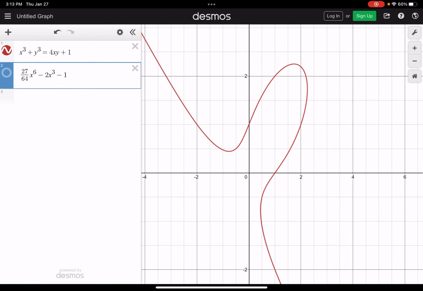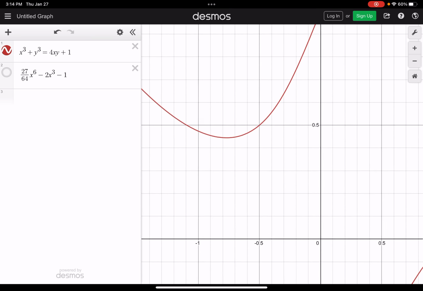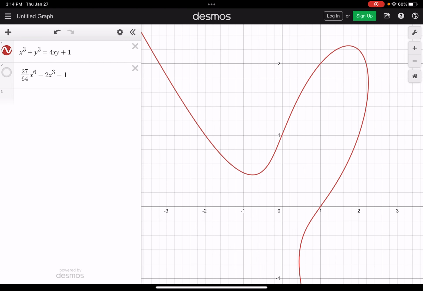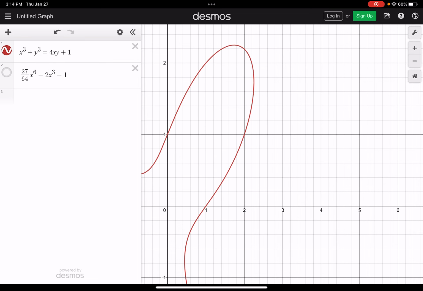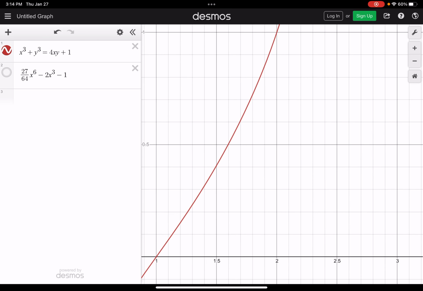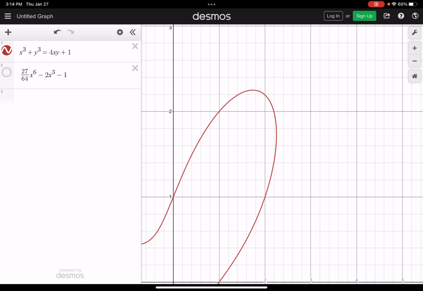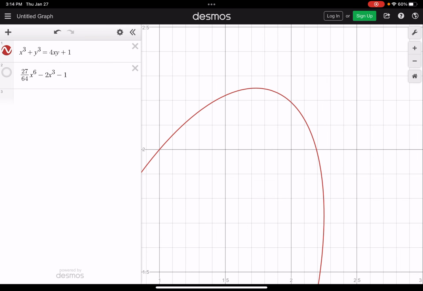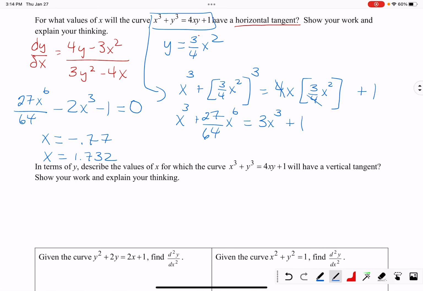Let me pull back the original. We were expecting something close to negative 0.8. It was actually negative 0.77, so that makes sense. And then back over here, we were expecting something a little less than 2, and 1.7-ish is about right. Let me zoom in to the top. Yeah, 1.7-ish is pretty close. So that's how you handle that problem. That's a tough one. That's a really tough one.